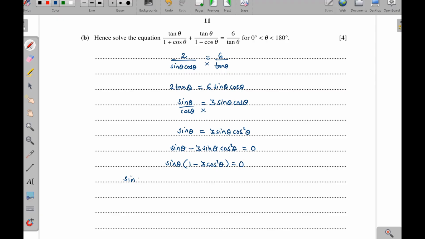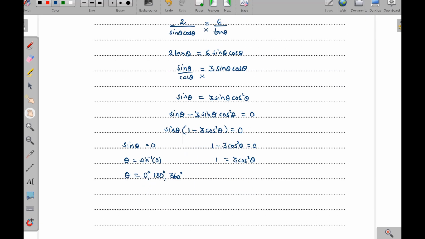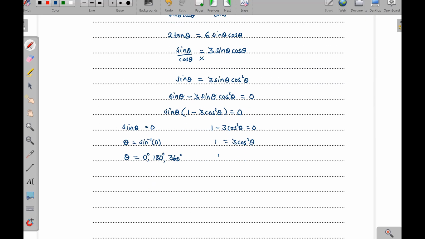Now we shall get sine of theta, which is equal to 0, and then our theta shall be equal to the arc sine of 0. Then this one will give you 0 degrees, and all other angles, 180 degrees, 360 degrees, like that. Then 1 minus 3 cos squared theta is equal to 0. We shall have 1 is equal to 3 cos squared of theta, and then this will be a third, which is equal to cos squared of theta.